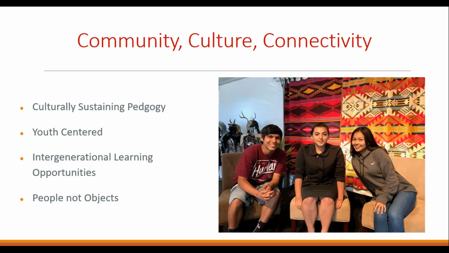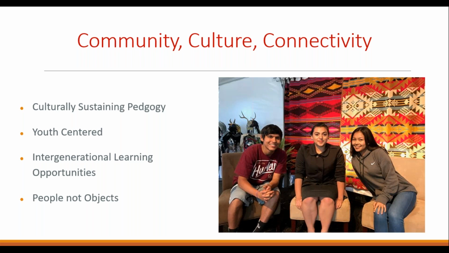Our museum really focuses on community and culture and connectivity and bringing our people together. We demonstrate a culturally sustaining pedagogy, and that's really focusing on that idea of combating cultural erasure. Our cultures are not static. They're being lived by the young people who are part of them, and they're going to be changed by those young people. Those young people are going to redefine our culture in the future. So we're very much youth-centered.